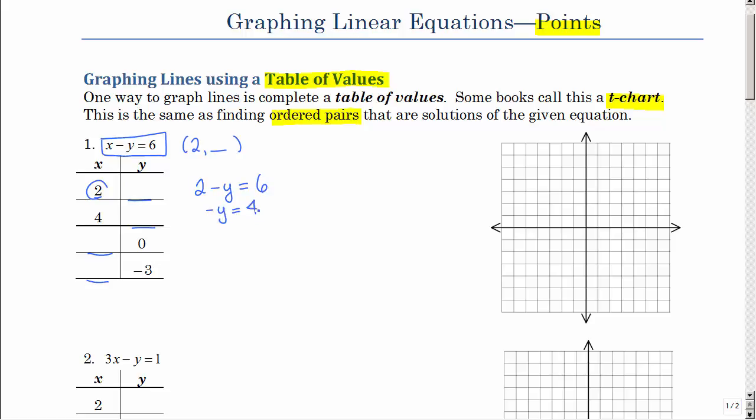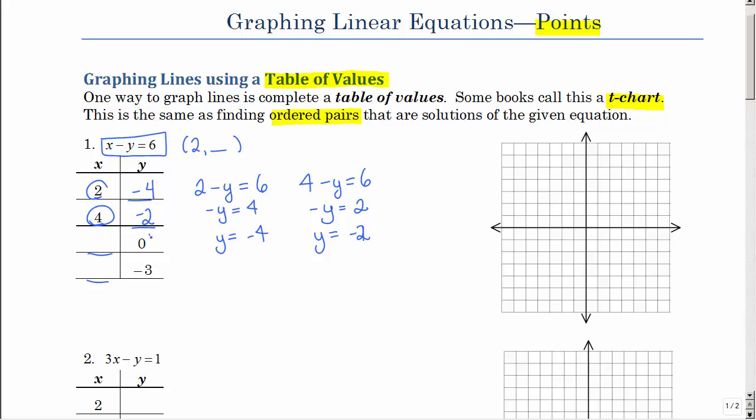Subtract 2, divide by -1. So that's my first ordered pair, 2, -4. Now I'm going to let x be 4. So I have 4 minus y is equal to 6. Subtract 4, divide by -1. Oops, and I get -2.